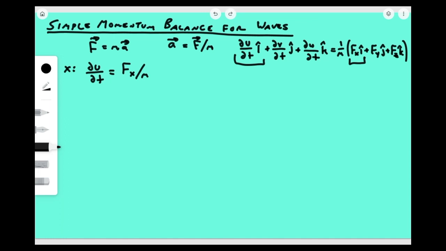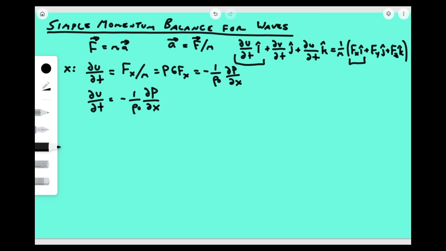Now I need to specify a force. In this case, I'm going to use the pressure gradient force. First, I'm just going to say this equals PGF, an abbreviation for pressure gradient force. And that's the force per unit mass. And really, it's the pressure gradient force in the x direction. That can be written as negative 1 over rho naught, where rho naught is the reference density, dp dx.